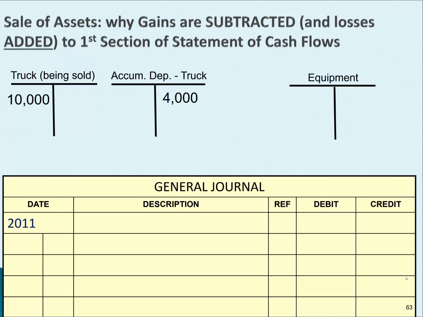So here's our scenario. On our books, we have a truck that costs us $10,000 and it's being sold. The truck has accumulated depreciation over the years of $4,000. So what's the book value? In other words, what's the value on our books of this truck? Well, the book value is the cost, $10,000, minus the $4,000. So on our books, the truck has a book value of $6,000.